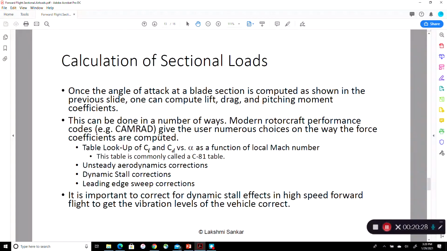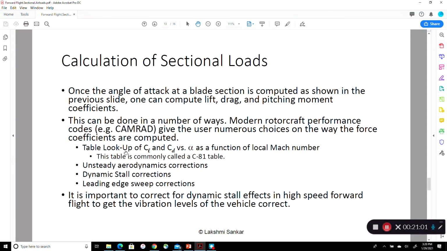The lift coefficient, drag coefficient, and pitching moment coefficient can be obtained in a number of ways. In comprehensive programs such as CAMRAD II, RCAS, DYMORE, and UMARC, they will use a table lookup of CL, CD, and CM about the quarter chord versus alpha, and also as a function of Mach number. So it will be a two-dimensional table. For every Mach number and every alpha, you can find the CL, CD, and CM from that particular table. That table is commonly called a C81 table.